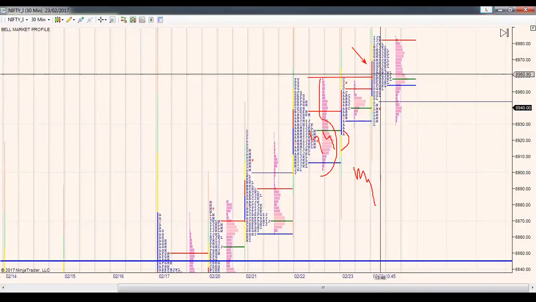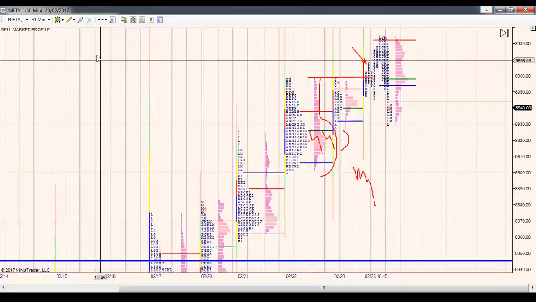The early development had this particular high volume node, and prices in G period after this failed auction came down precisely to that level, but then could not find the selling required to push it below that, and that was the point where any shorts, if they had been initiated in this region, had to be either scratched or booked on. Since prices could not find that power to push below this particular level, immediately they reversed and moved higher.